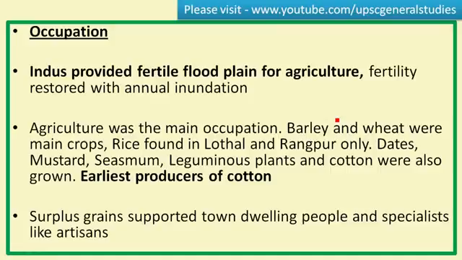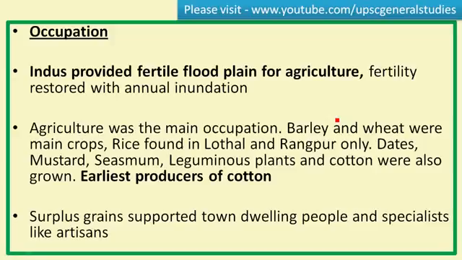Next, let's look at the occupation and profession of the Indus Valley people. Indus Valley people were practicing agriculture. The river Indus provided a fertile floodplain for practicing agriculture, and fertility was restored annually because of the inundation of the river, because of the floods.